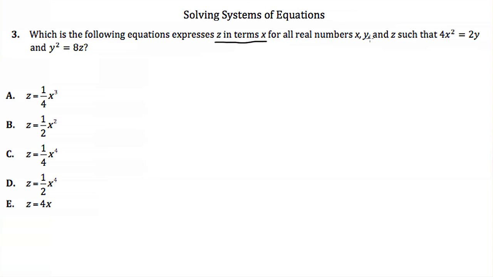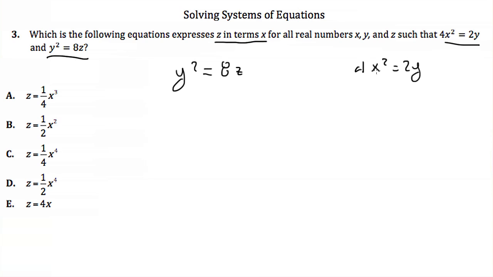Well, which one of these equations has a z in it? It's this one. So y squared is equal to 8z. Now if we want z in terms of x, we're going to have to get rid of this y. So we need to know what y equals. We can use this other equation here. 4x squared is equal to 2y. If we solve this for y, we'll know what y is equal to.